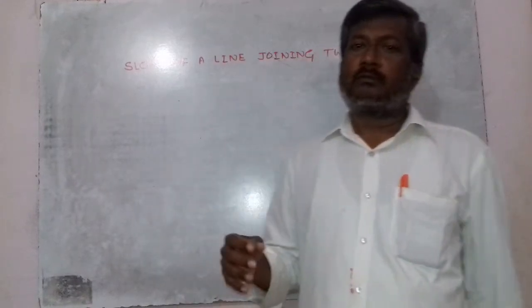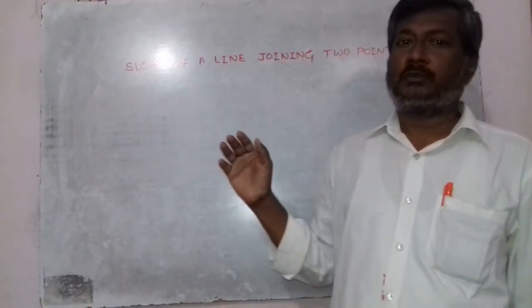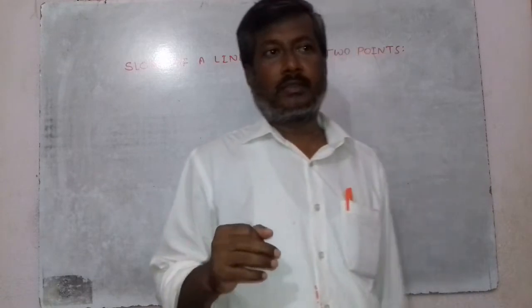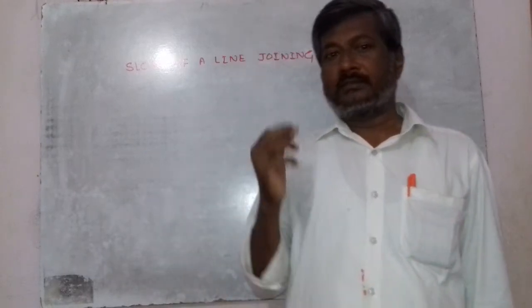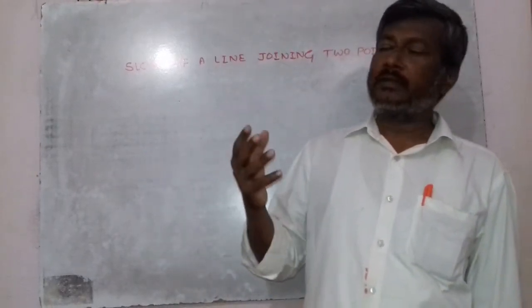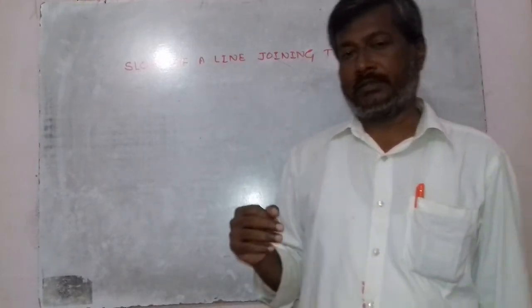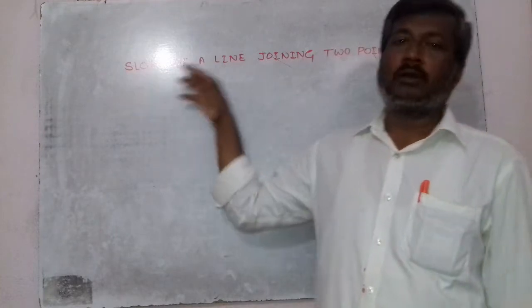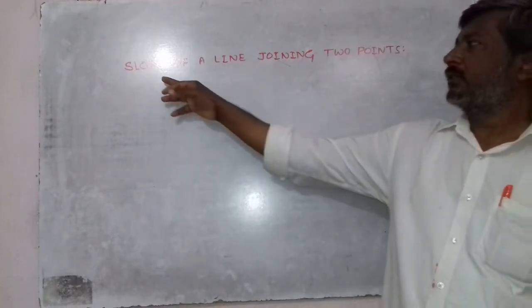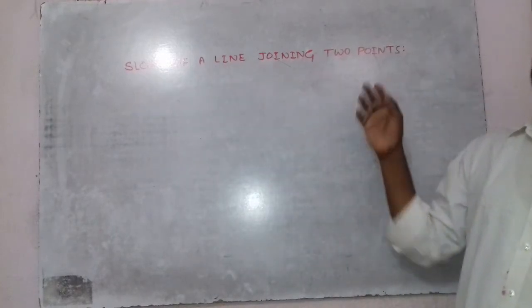In the previous class we studied the slope. If theta is the angle of inclination, then the slope of the line is given by m equal to tan theta. Today we are going to discuss the slope of a line joining two points.